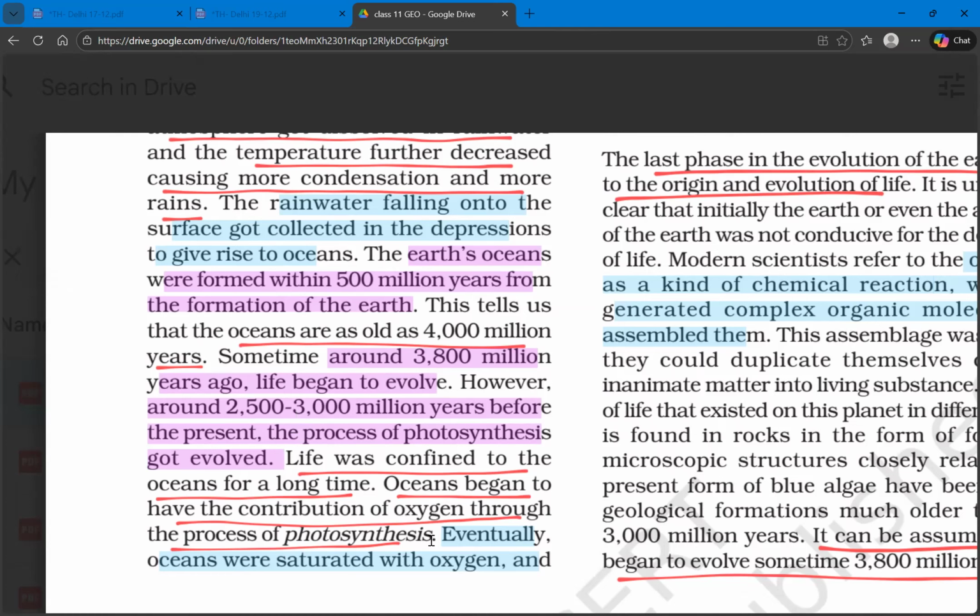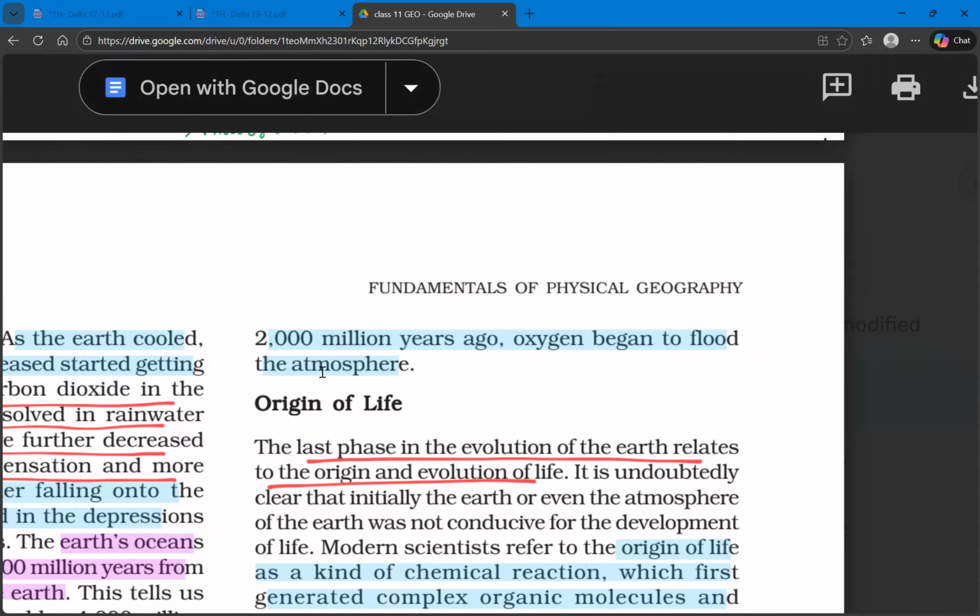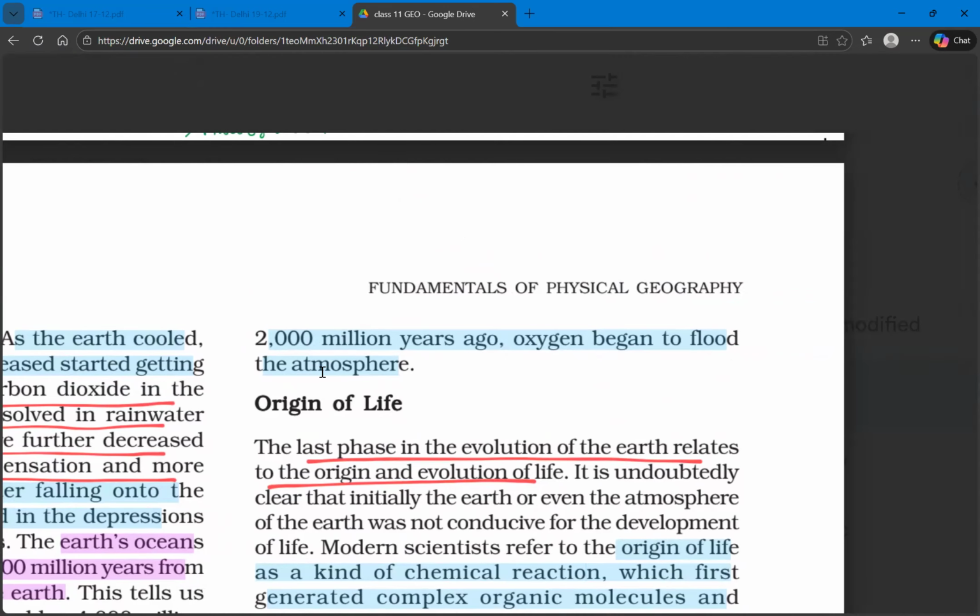So first the oceans became rich with oxygen through photosynthesis, and life was confined to oceans for a long time because there was little oxygen on the surface of the Earth, and oxygen is essential for life on the Earth. Eventually, oceans were saturated with oxygen, and 2,000 million years ago, oxygen began to flood the atmosphere. So after the saturation of oceans with oxygen, the oxygen began to flood the atmosphere around 2,000 million years ago.